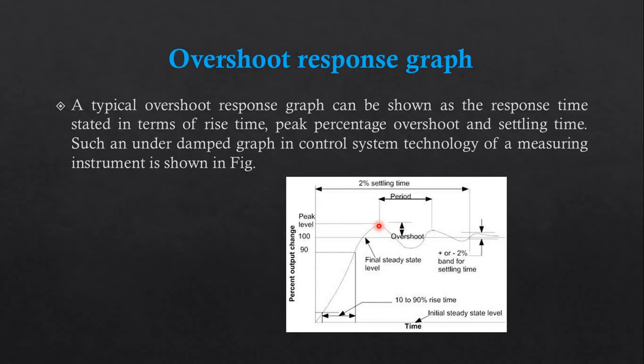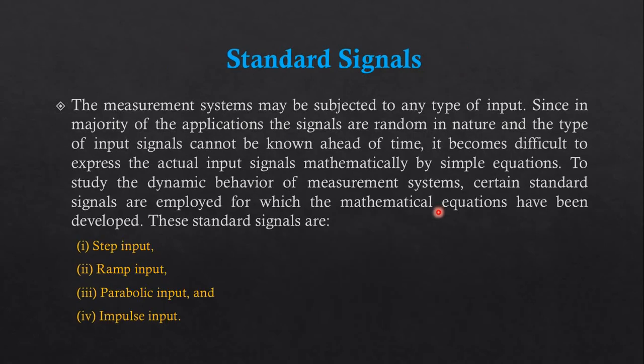Then after that it starts reducing, because it needs to reach the steady state position. So it reduces, and again it reduces more. The difference between the steady state value and the peak value is known as the overshoot. And after some duration of time, the overshoot is reduced and the percentage of output is stabilized. Now, standard signals.